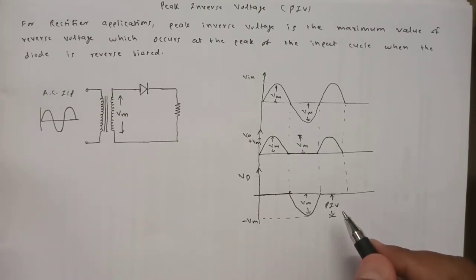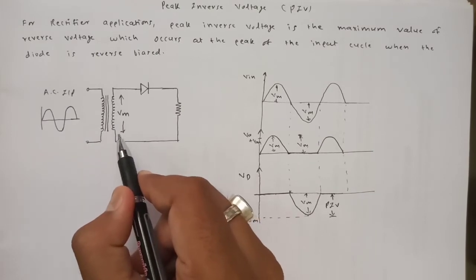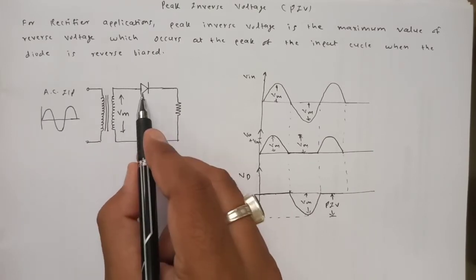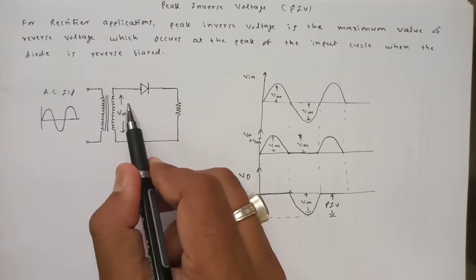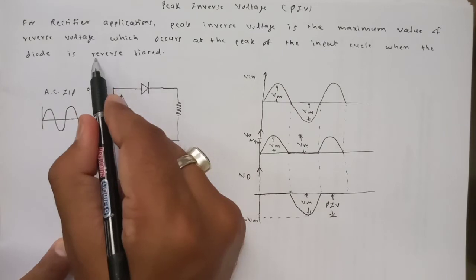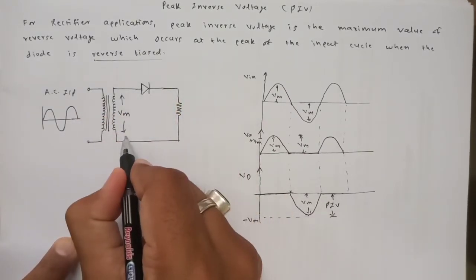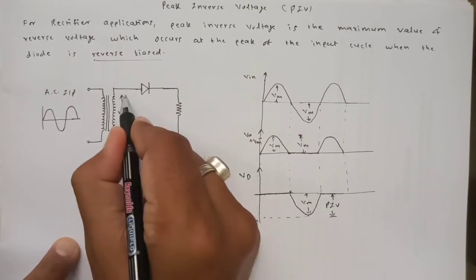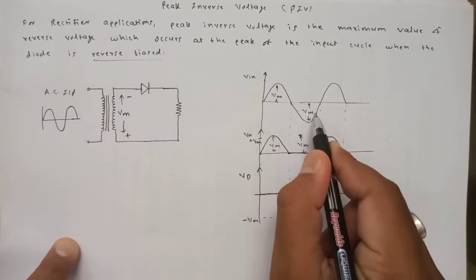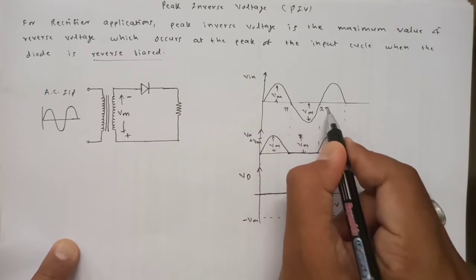Let us understand the same concept using the KVL. As I said, while calculating the PIV, we are not interested in the forward bias, because during forward bias the voltage across the diode is 0. We know the peak inverse voltage is considered when the diode is reverse biased. So we should be considering only the reverse bias condition. During reverse bias, we know the polarity of Vm is like this, because it is the negative half cycle we are considering, from pi to 2 pi only.